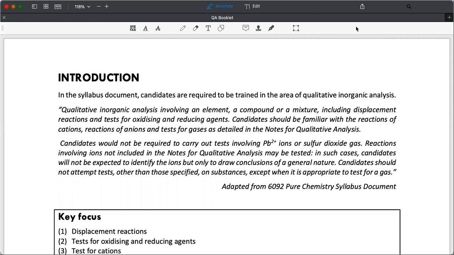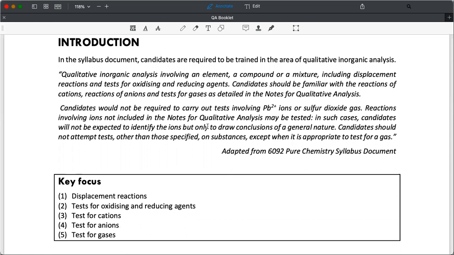So today, I will share with everyone how we can prepare ourselves for the chemistry practical qualitative analysis, known as QA. Now, for information, there will be no tests involving lead ions and sulfur dioxide gas due to safety concerns. So the other cations, anions, and gases can be tested in the practical assessment if QA is one of the questions tested.